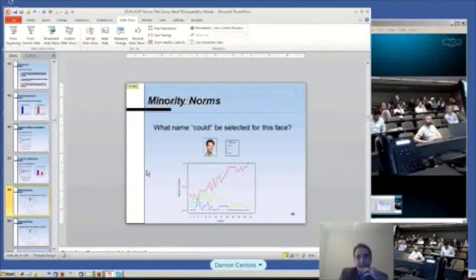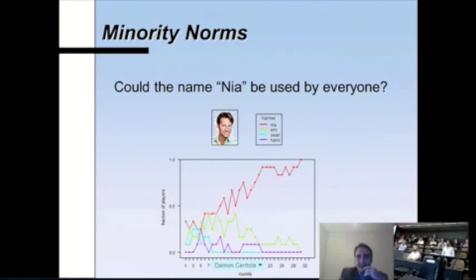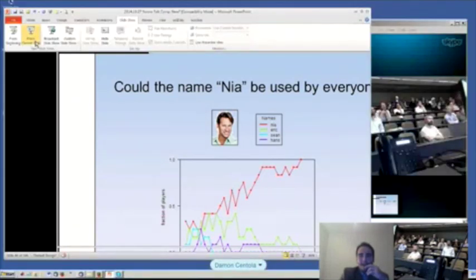If I ask what name would be selected for this particular face, you can see the name in red, green, blue, and purple. And the interesting thing is the red name wins, but by around five, it's actually not the dominant name. So it's not the case that the committed minority was always the most popular name. But through repeated interactions, the name that actually won was Nia for that phase, compared with Eric, Sean, and Hans. And to my mind, that gets to the kind of thing you're talking about.